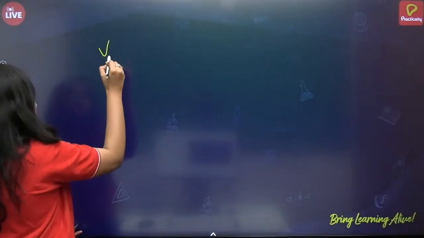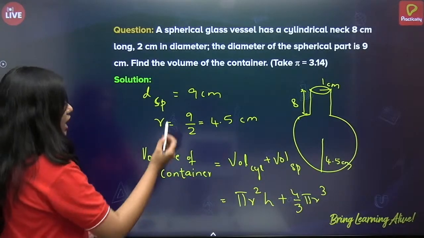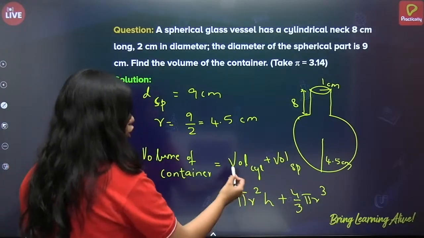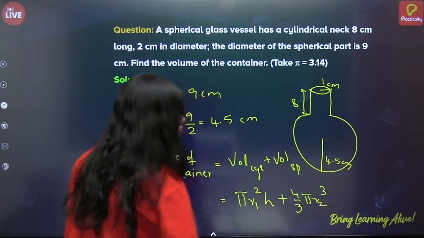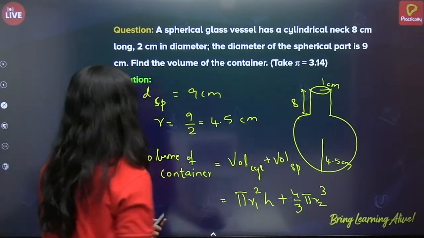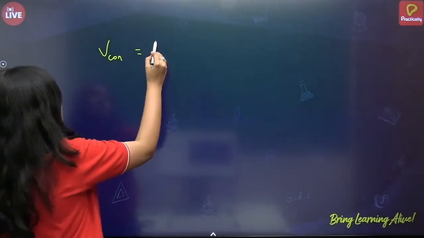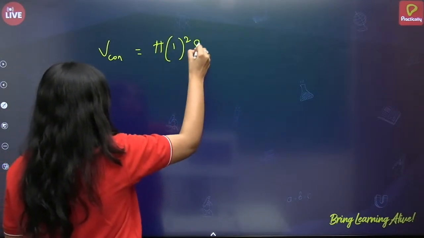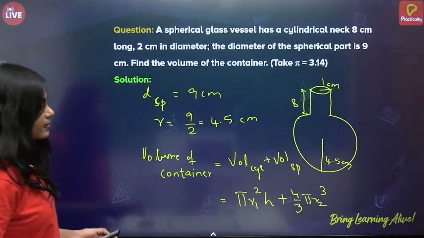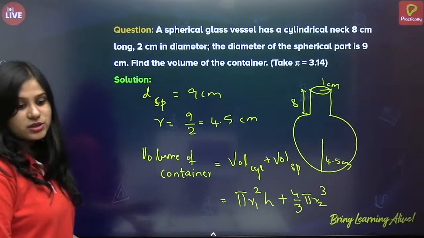So volume of container is equal to pi r square h plus the volume of the sphere. Let us mention the cylinder's radius as R1 and the sphere's radius as R2. What is R1? 1 centimeter. And what is the height? 8. So pi into 1 square into 8 plus 4 by 3 pi into 4.5 centimeter, which is the radius.